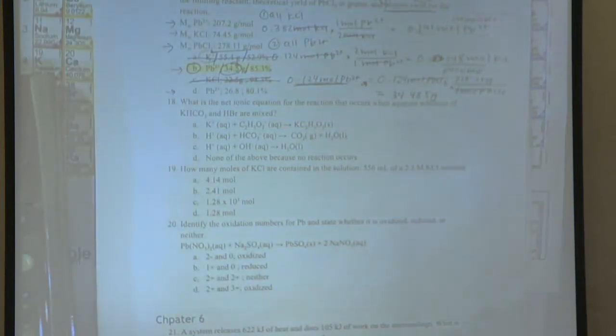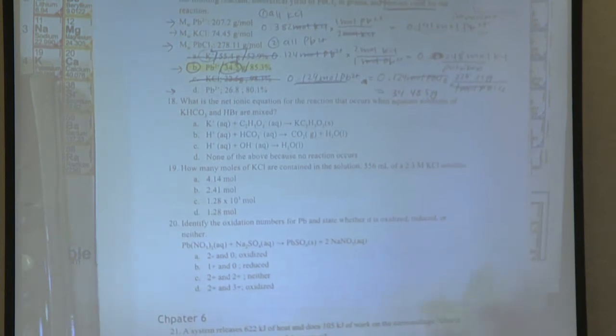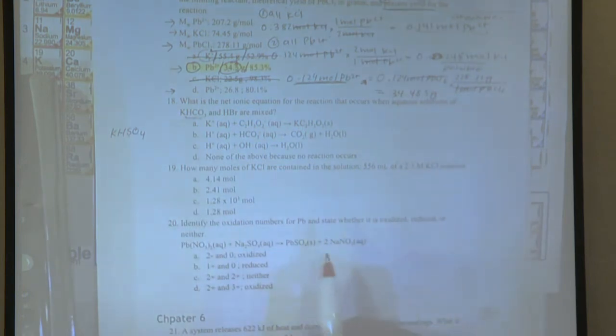18. What is the net ionic equation for the reaction that occurs when aqueous solutions of potassium bicarbonate and HBr, hydrobromic acid, are mixed? So this requires you to know your solubility rules, right? What is soluble and what is not, or what likes to ionize and what doesn't like to ionize. And it also requires you to know something called your gas evolving reactions. So when you see anything like this, or anything like this, you should know that eventually they're probably going to make carbonic acid or sulfuric acid, which like to dissociate into gas and water, right?